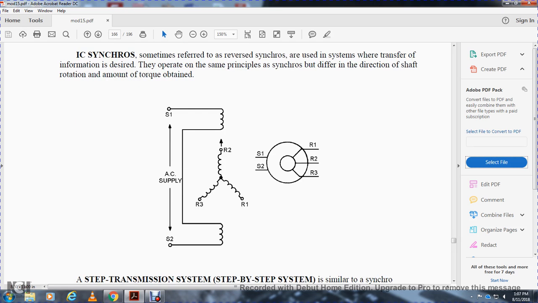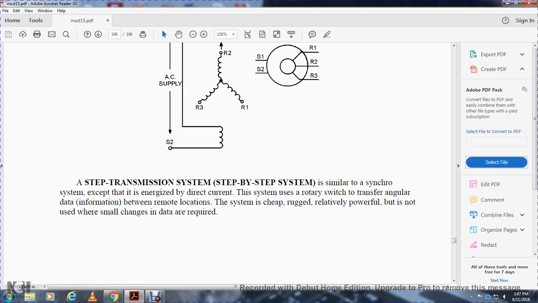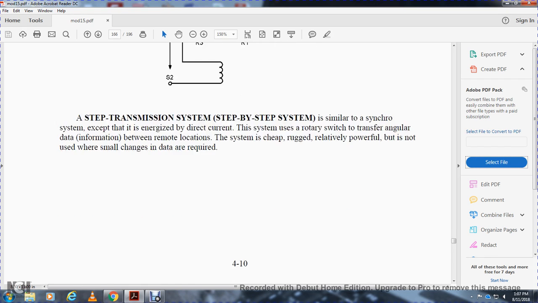So stator one, stator two, three-way winding rotors, step transmission system, step-by-step system, synchro system, except the energy of the direct current of the resistance, the rotor switch with the transformer angular dev between the rotor locations. System is cheaper than regular, relatively powerful, but is not even the small chamber than the dev required.